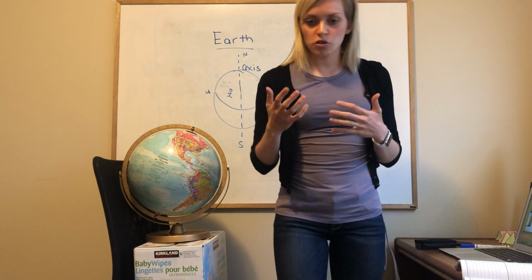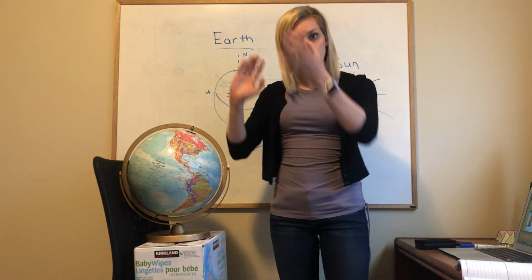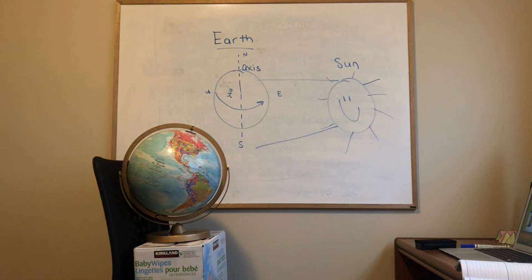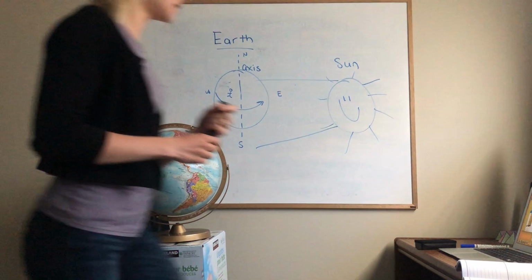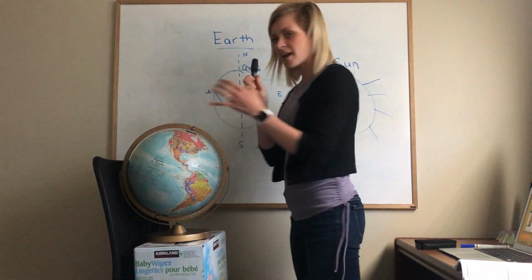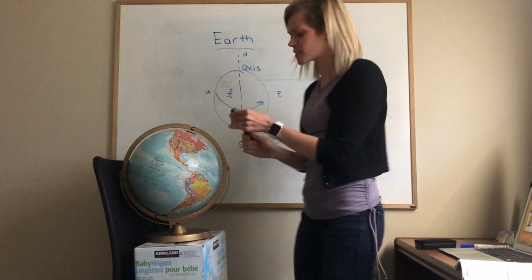I'm going to do a little demonstration with a flashlight on my earth so you can see what that looks like. So I'm just going to quickly flick off the light for you. All right, my light is off. I've got my earth. My flashlight is going to be the sun. All right, so let's turn our sun on.